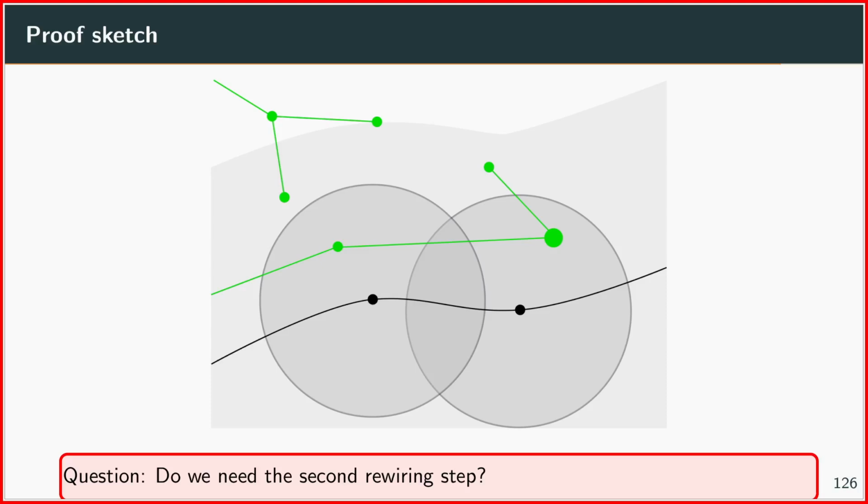And there's, of course, a question. Do we need this second rewiring step for optimality? Or is it enough to have just the first rewiring step? Anyone an idea?